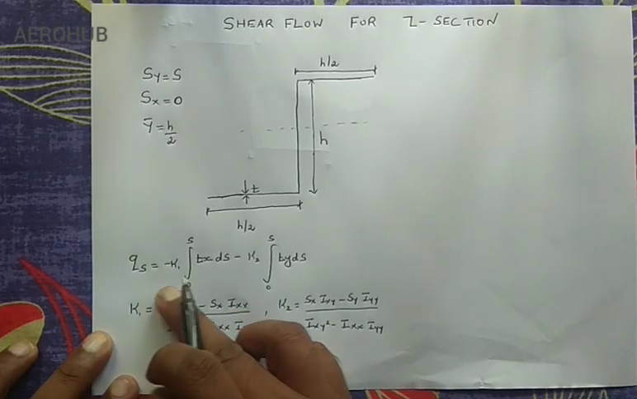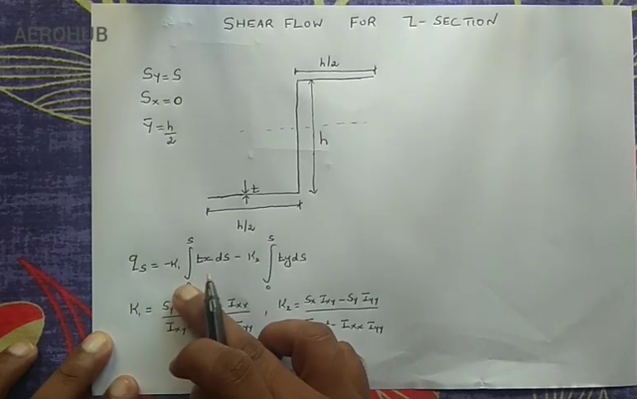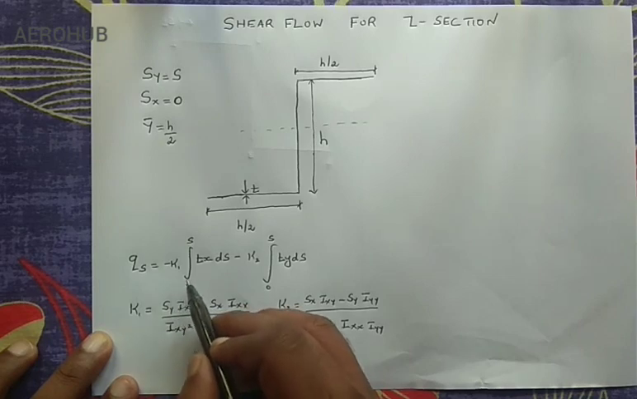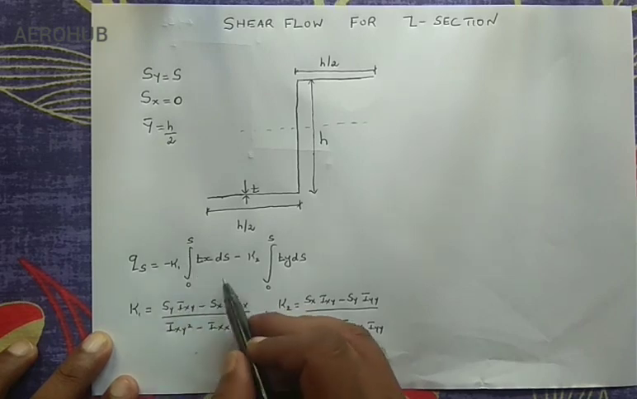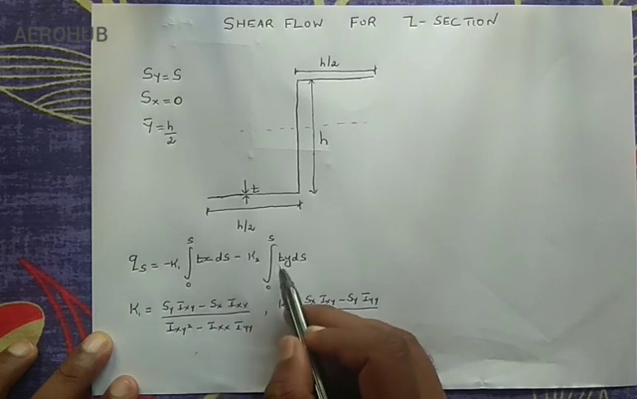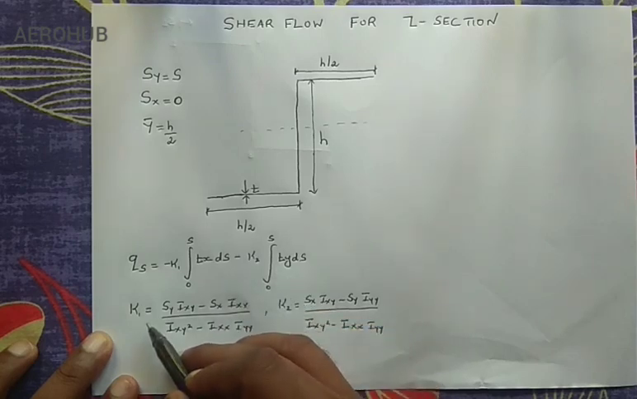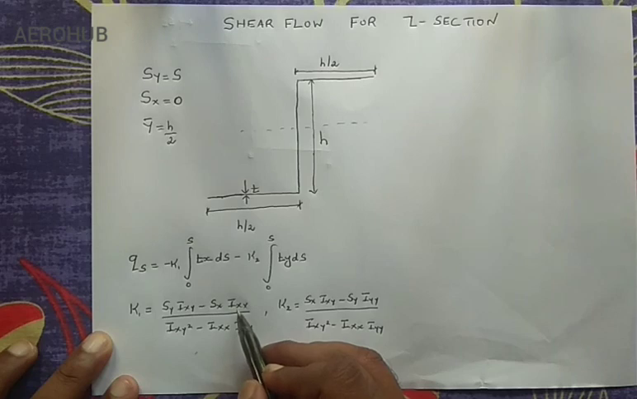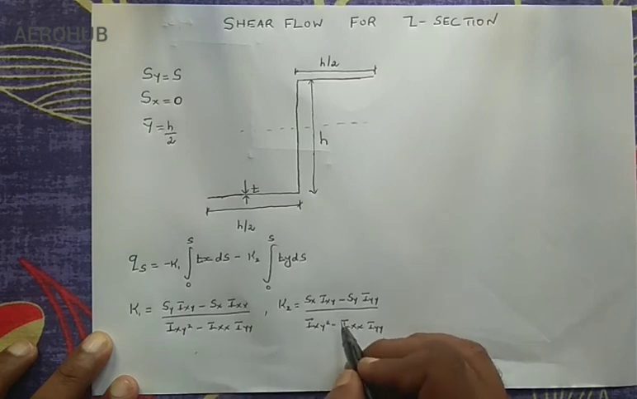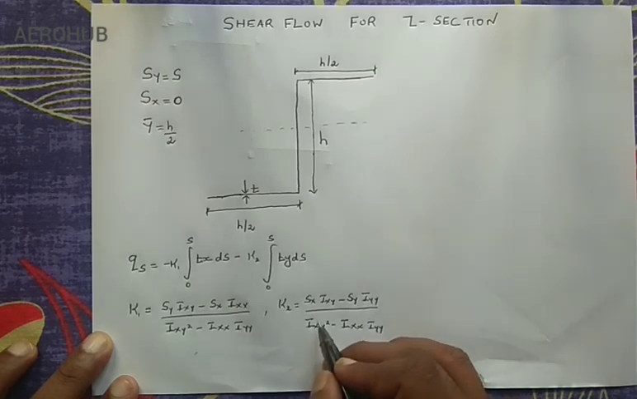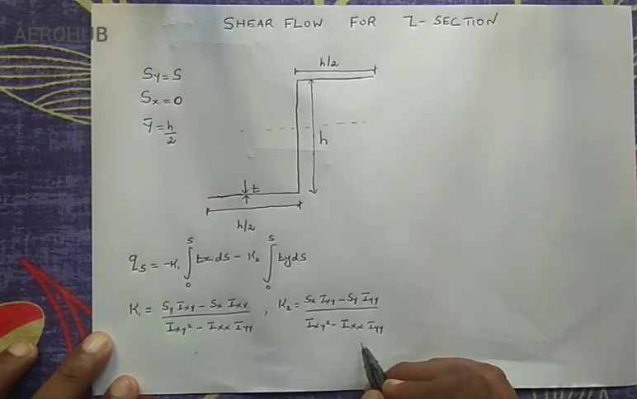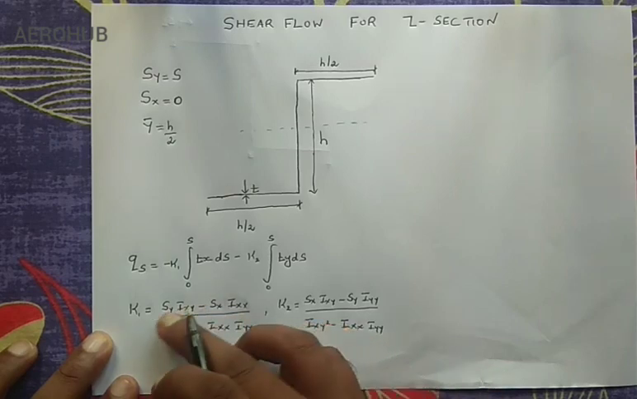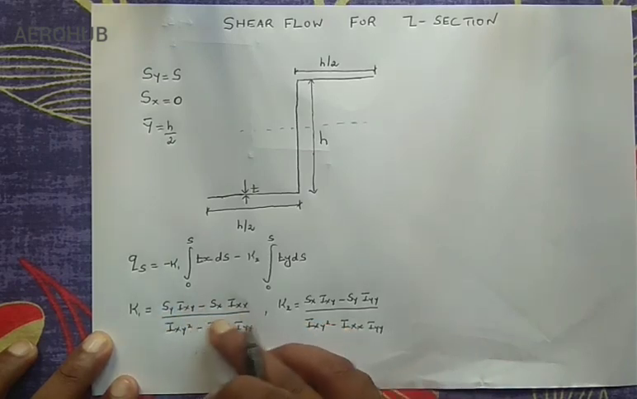This is the expression to find the shear flow distribution for an open section: qs is equal to minus K1 integral 0 to s of t x ds minus K2 integral 0 to s of t y ds. K1 is equal to (Sy Ixy minus Sx Ixx) divided by (Ixy square minus Ixx Iyy), and K2 is equal to (Sx Ixy minus Sy Iyy) divided by (Ixy square minus Ixx Iyy). In these expressions we have the moments of inertia Ixx, Iyy and Ixy.